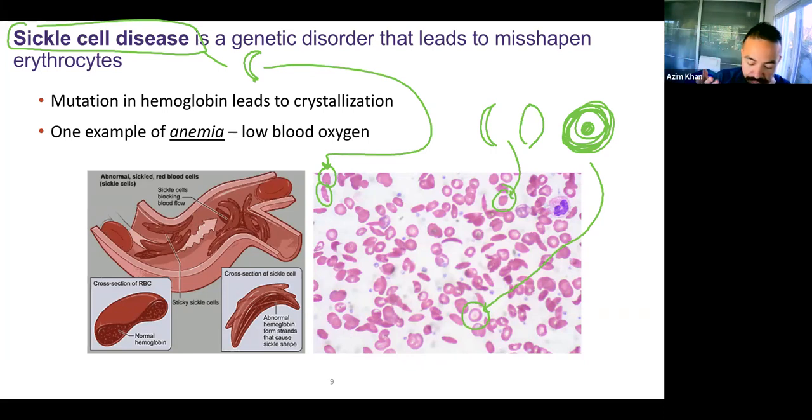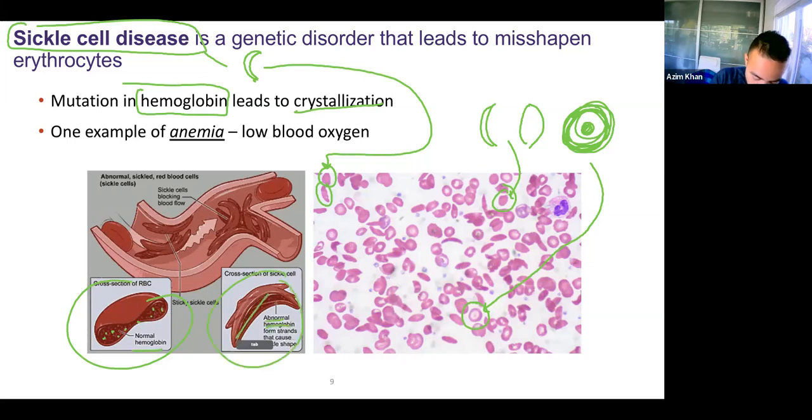And that's a problem. We don't want misshapen cells. This is a genetic condition. It's a mutation in the DNA that produces hemoglobin. Hemoglobin is supposed to be dissolved in the cytosol, but in this case, you're making a form of hemoglobin that doesn't dissolve, and instead it binds to each other and it crystallizes. That's what I mean by crystallization. Take a look down here. Here's normal hemoglobin, all nicely dissolved, versus here where abnormal hemoglobin is forming long, jagged crystals that stretch out the shape of the cell.